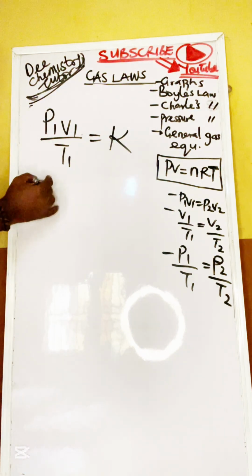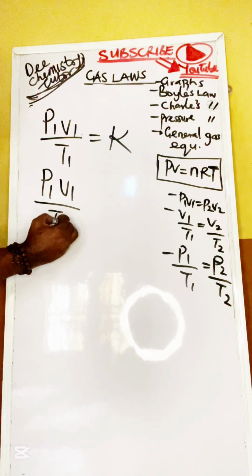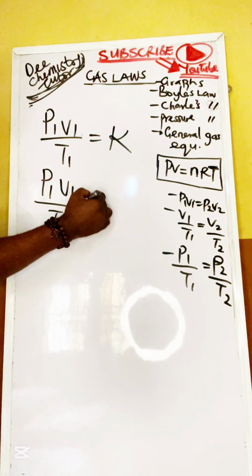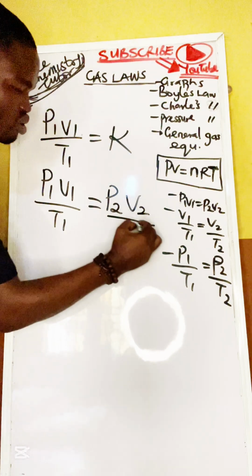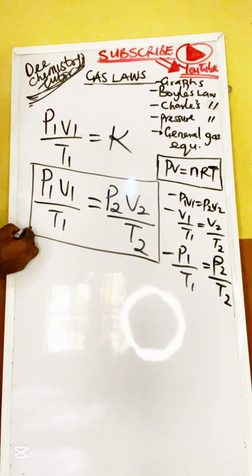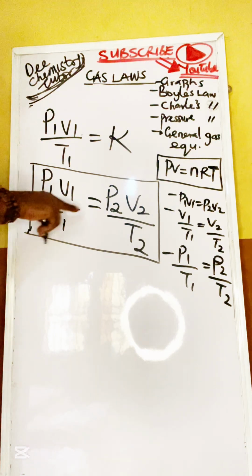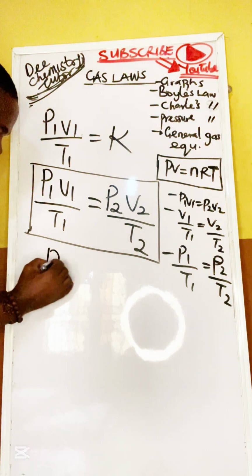So that means I can tell you now that if I'm comparing two states, that will be P1 V1 over T1 equals P2 V2 over T2. So this is the general gas equation. General gas equation. Okay, so when we have P1 V1 over T1 equals P2 V2 over T2, I'm very sure you have seen a particular formula like this.